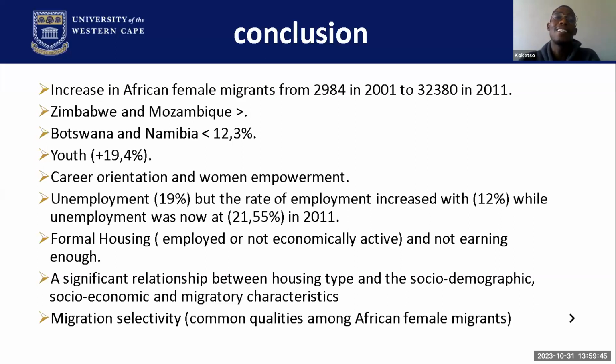However, surprisingly, the majority of the African female migrants who were living in formal housing in 2011 were unemployed or not economically active. This is because most of them migrate because they know someone who's already in South Africa, so it becomes easier for them to migrate as they will be accommodated. Most of them don't have houses in their own names, but are dependent on previous migrants.